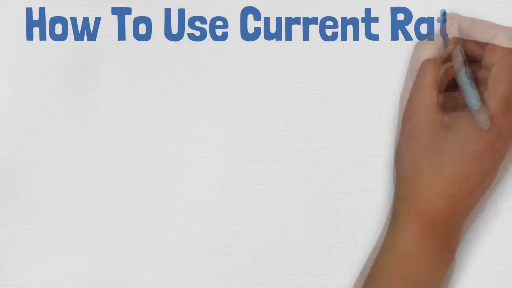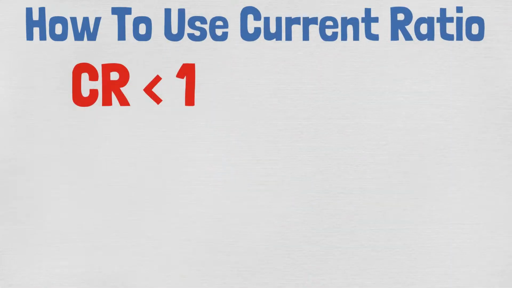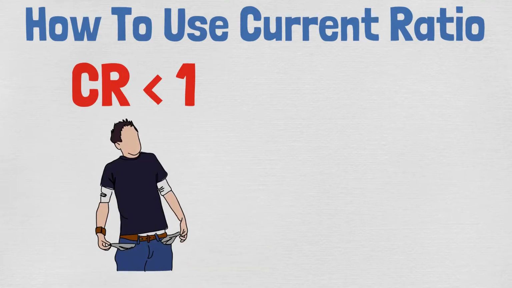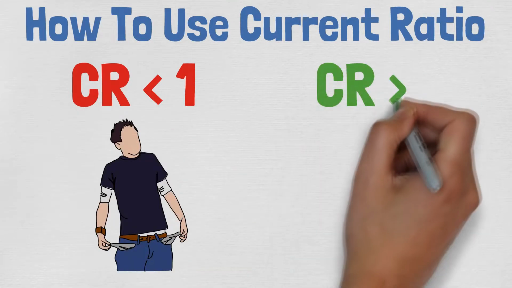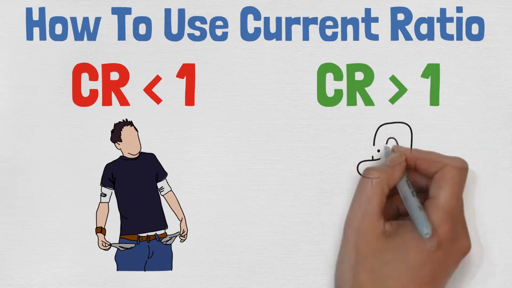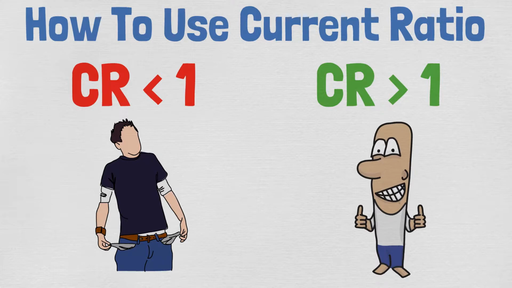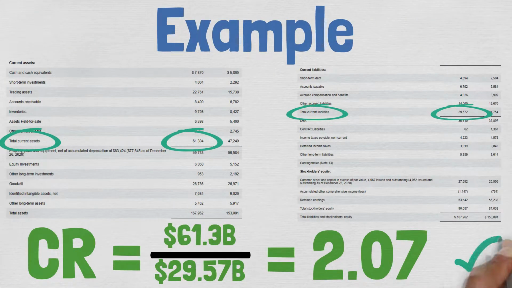When the company has a current ratio of less than 1, it means that they don't have the capital to pay the short-term obligations if they were all due at once. If the current ratio is over 1, it means that the company is able to pay the short-term obligations even if they were all due at once. Since Intel's current ratio is 2, it means that they could pay twice the amount of short-term obligations.